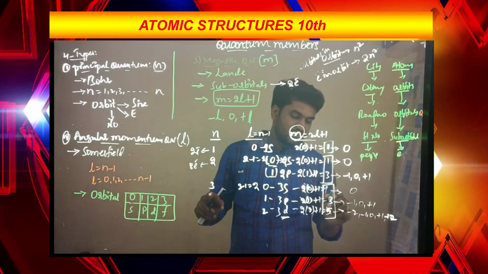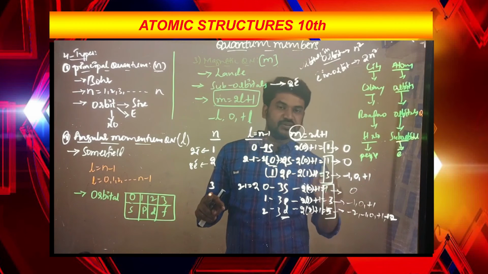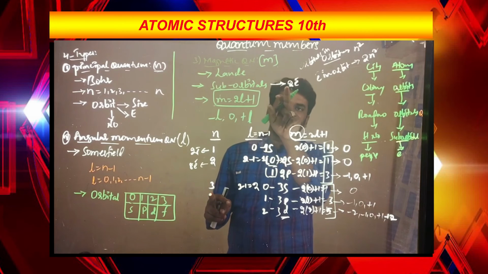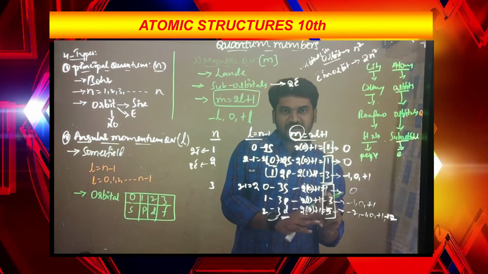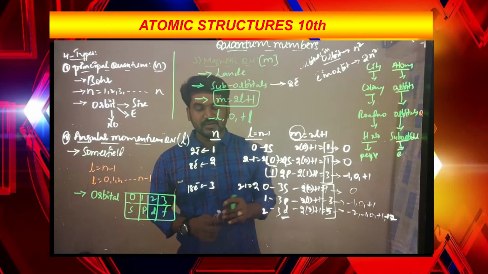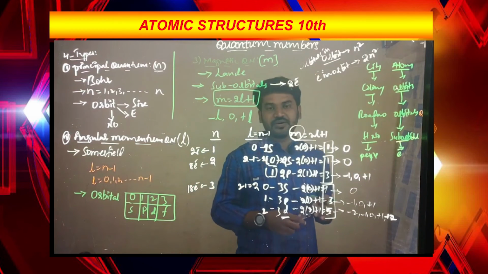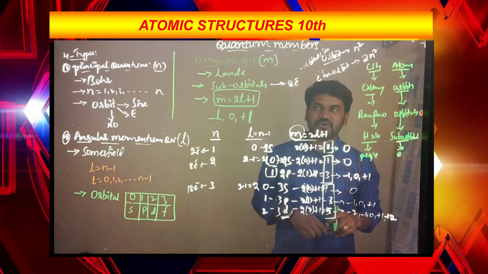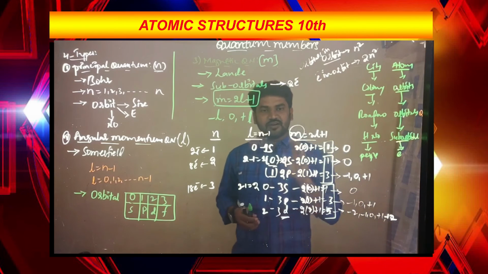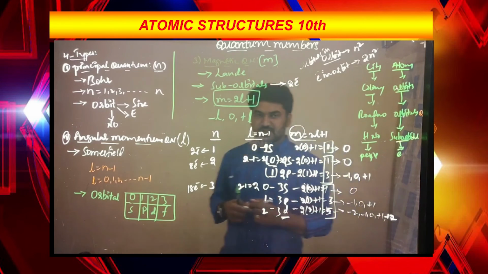In the third, 5 plus 3 is 8, 8 plus 1 is 9. 9 suborbitals are there, and each suborbital can hold 2 electrons. So 9 into 2, 18 electrons will be there. So that is the principal quantum number, angular momentum quantum number and magnetic quantum number. And one more quantum number also will be there, that I am writing here.